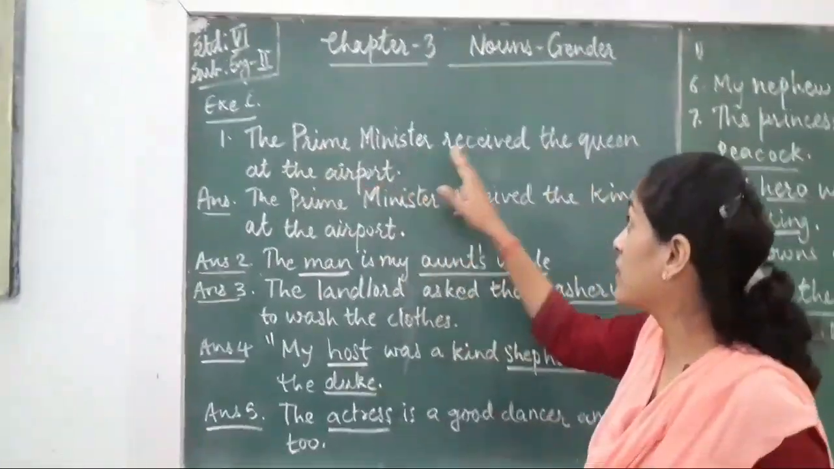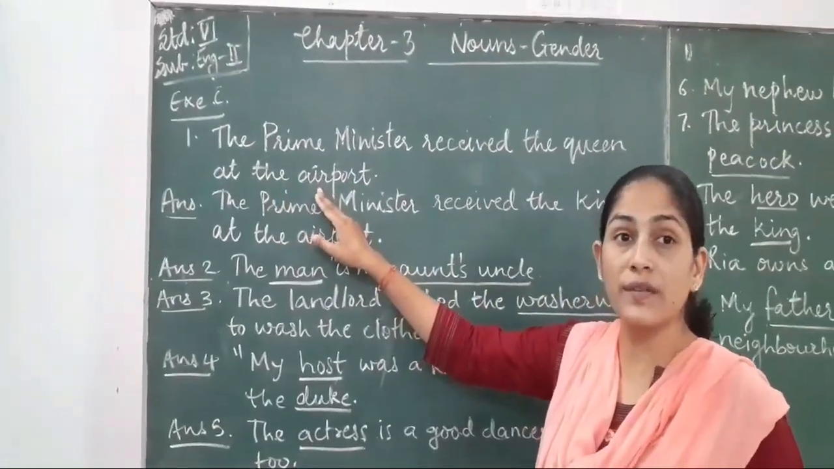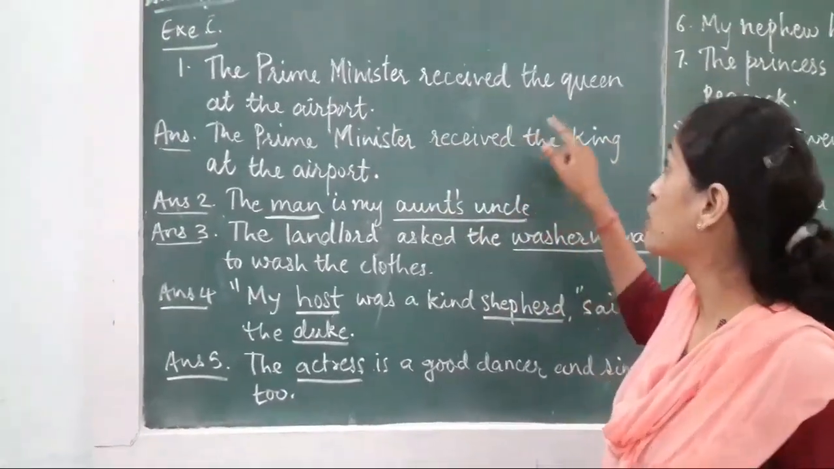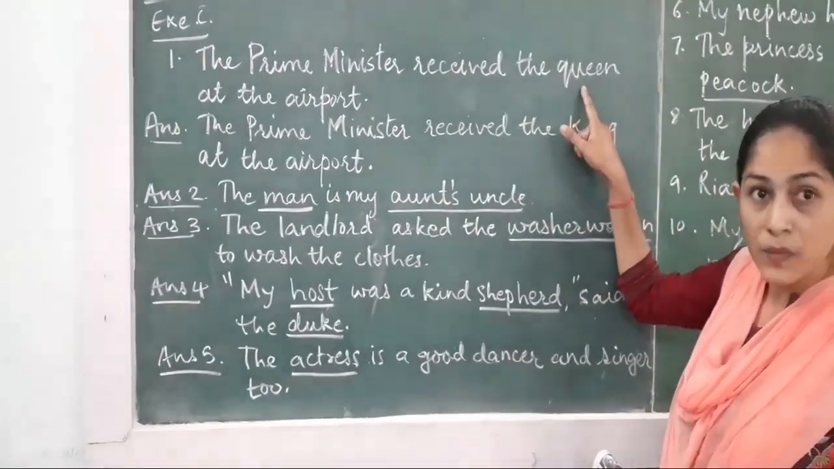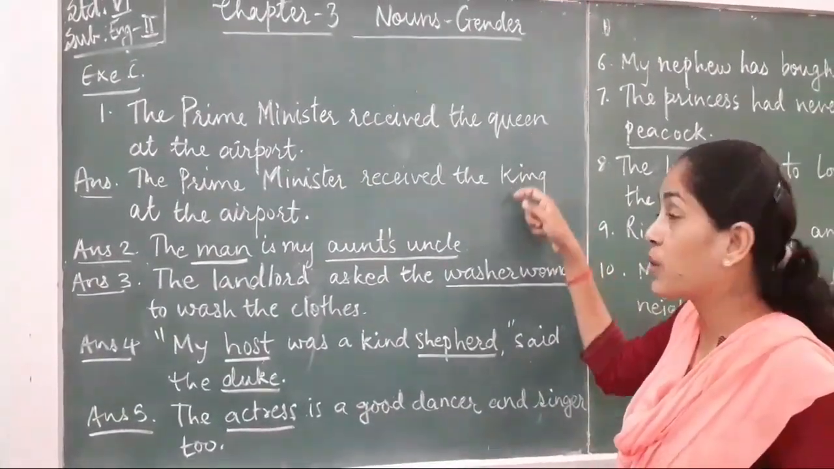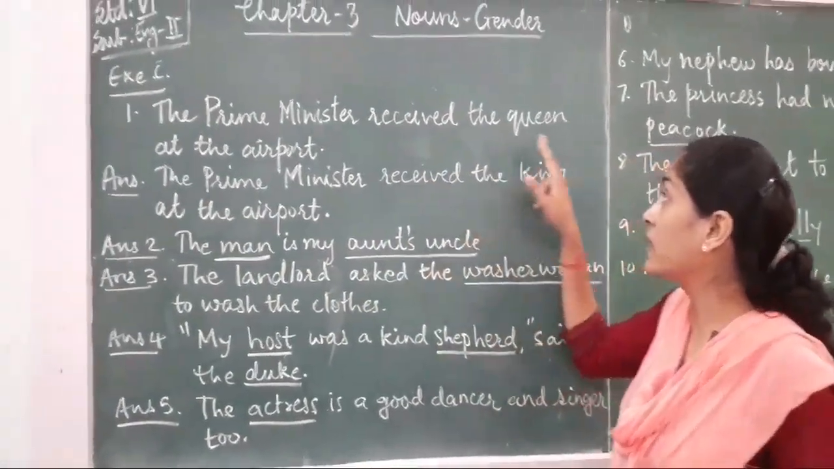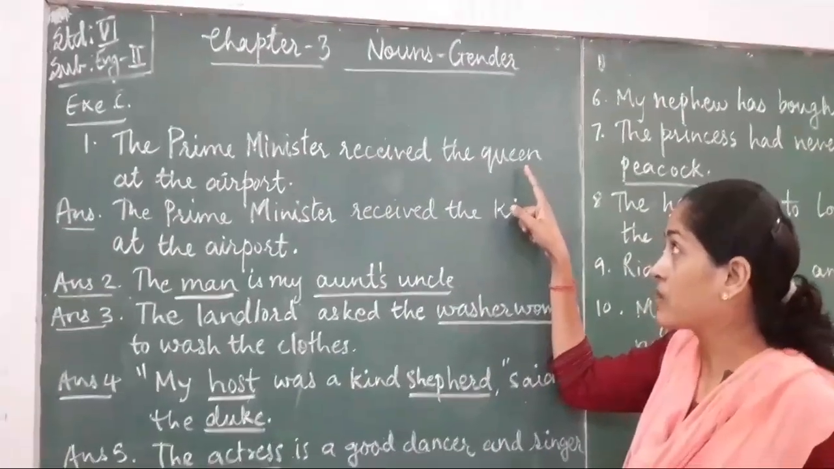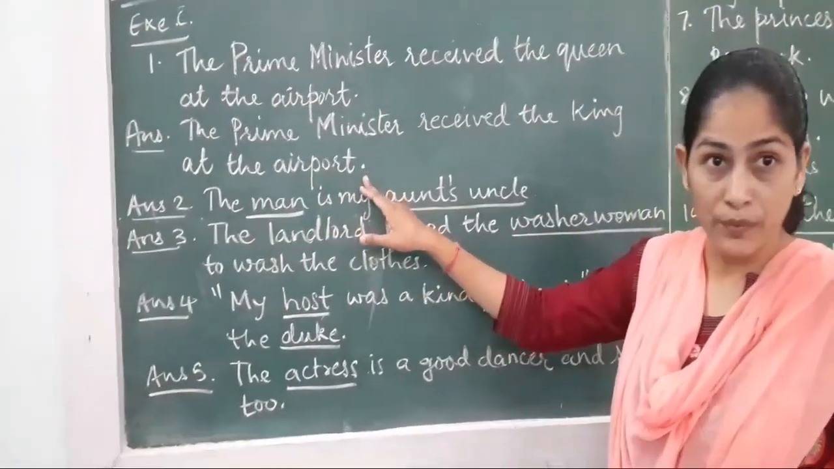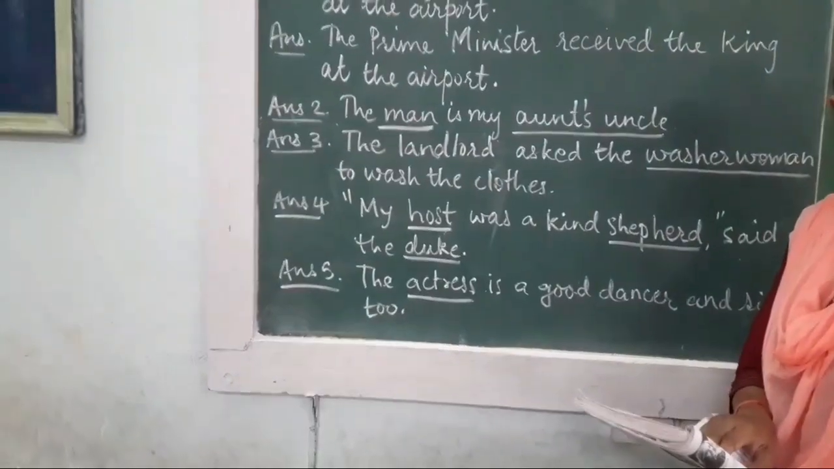The Prime Minister received the Queen at the airport. This is the sentence which is given in your textbook. We have to change the nouns which are given in bold. So in the textbook, Queen is given in bold. So this Queen has to be changed to the opposite gender. So for Queen it will be King. Let us see this. The Prime Minister received the King. Instead of Queen it would be King. Other remains the same, at the airport. Second one, the woman is my uncle's aunt.